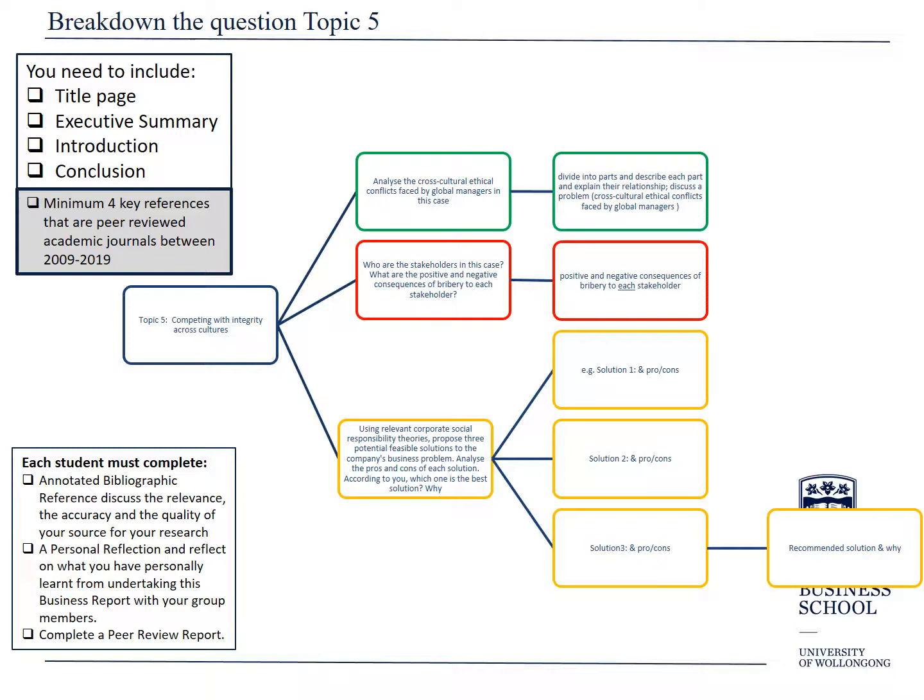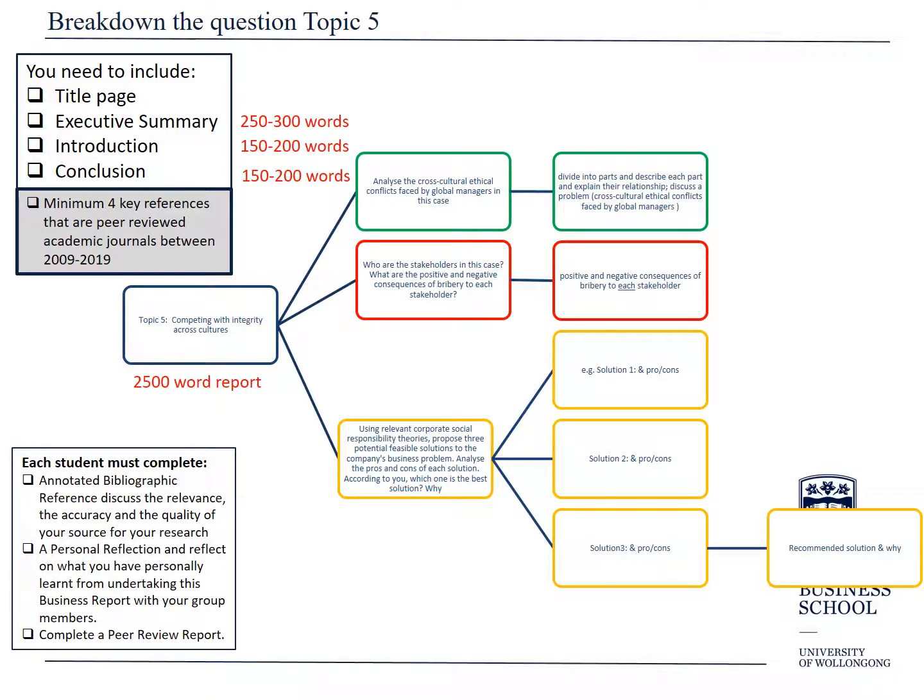So now that we've mapped out how we want to answer the assignment question, we then need to look at the word count allocation. So 2,500 words for this report. The report must include an executive summary, so that's 250 to 300 words, an introduction, which is 150 to 200 words, and a conclusion, which is 150 to 200 words. The rest of your word count is now allocated to the body of your report.